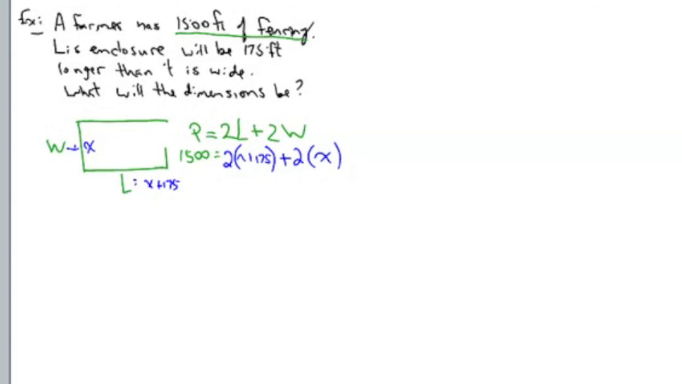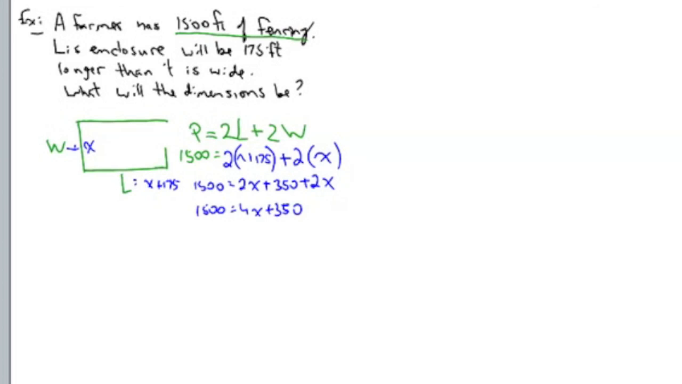So go through your process. This becomes 1,500 is equal to 2x plus 350 plus 2x again. After you distribute, what should you do next? Combine like terms. 1,500 is equal to 4x plus 350. And then just solve for x. What do I move first?